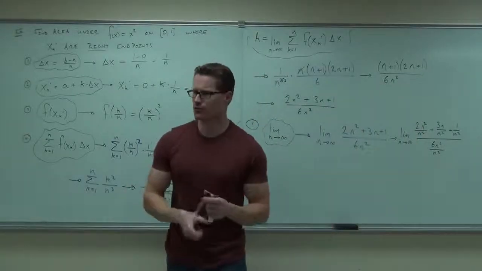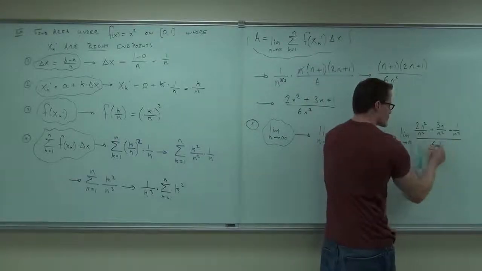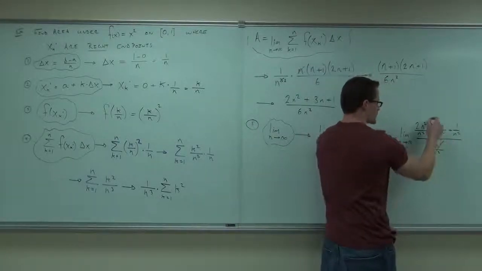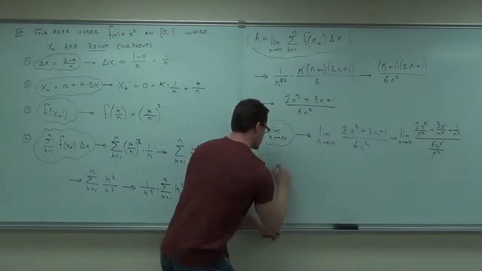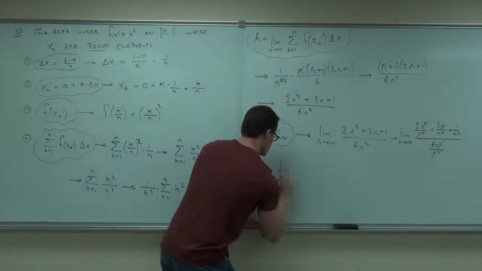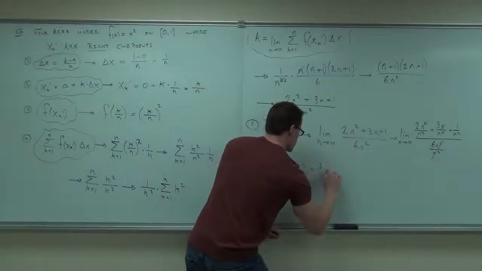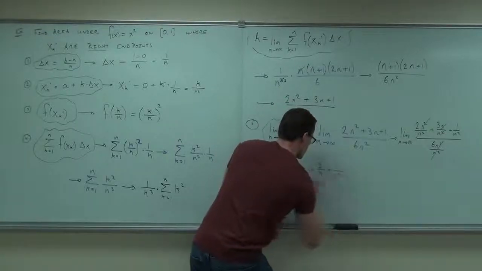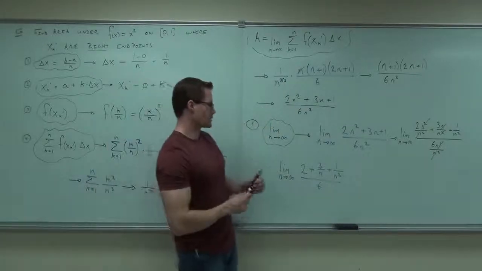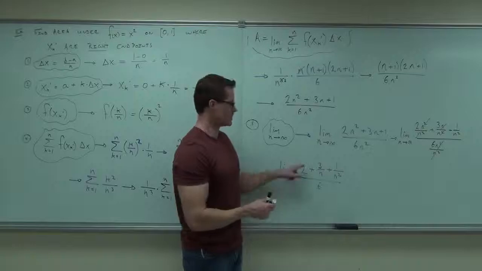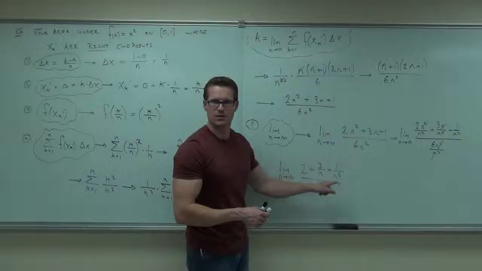Do you remember me teaching that from a while back? And what we do is we simplify what we can. These n squareds are gone. These n squareds are gone. But this one's not. That just becomes an n. So this is the limit of 2 plus 3 over n plus 1 over n squared all over 6. Tell me what happens when you let n go to infinity. Does the 2 change? Does the 6 change? What does this become? 0 and 0. Perfect.